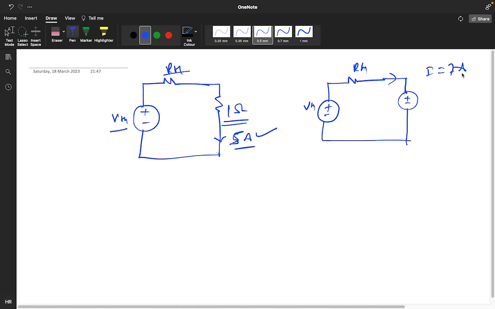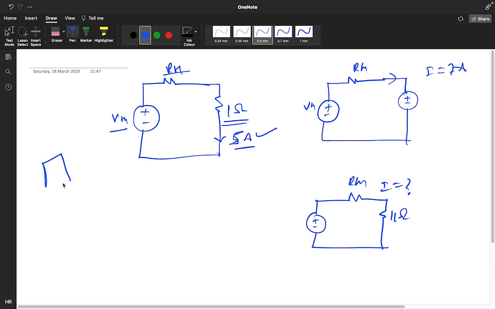Ideal 2 volt source, if the battery charging is connected to a 2 volt battery... find the current flowing through an 11 ohm resistor connected across the terminals of a battery. Means they are asking, when it is connected to the 11 ohm, what will be the current? Okay, see, battery charges means they have given a battery.